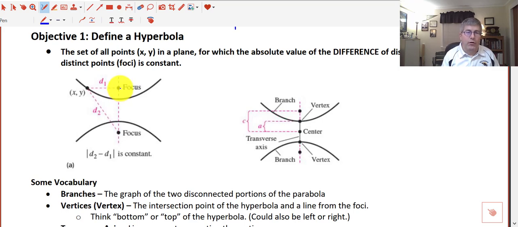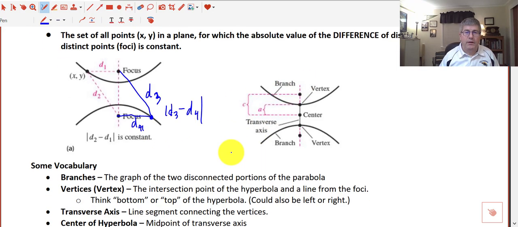If we were to go to the other branch of the hyperbola and work with a couple of distances, I'll call them d3 and d4, the absolute value of d3 minus d4 is going to be some constant, and they're going to equal the same thing.